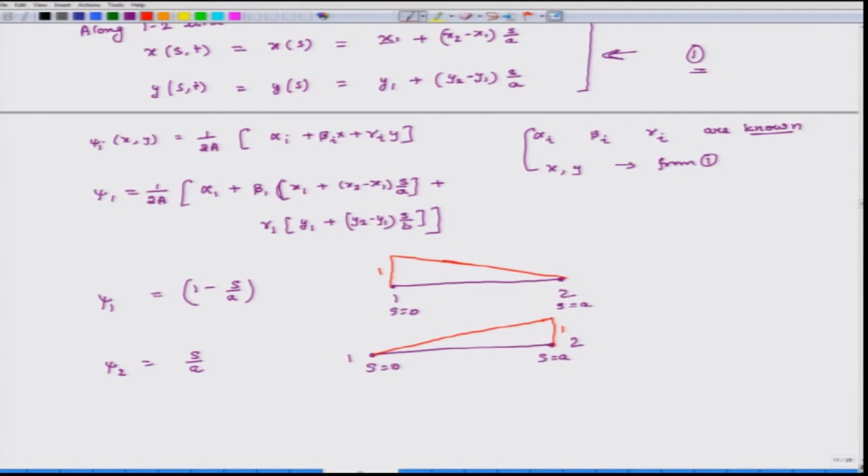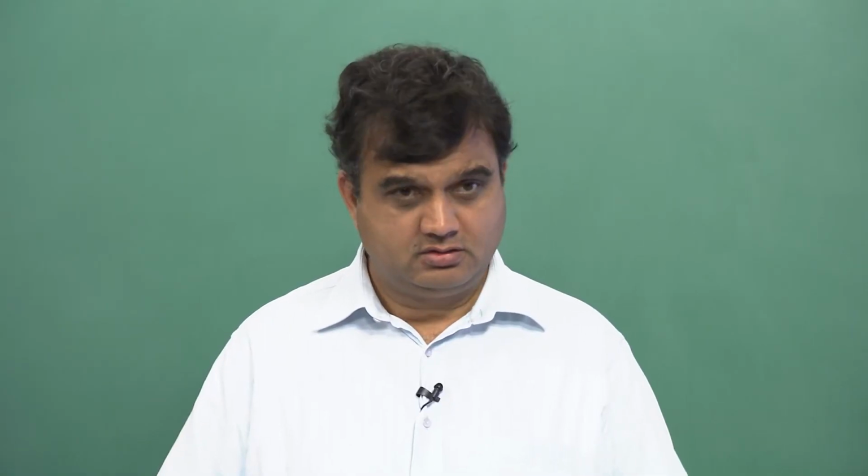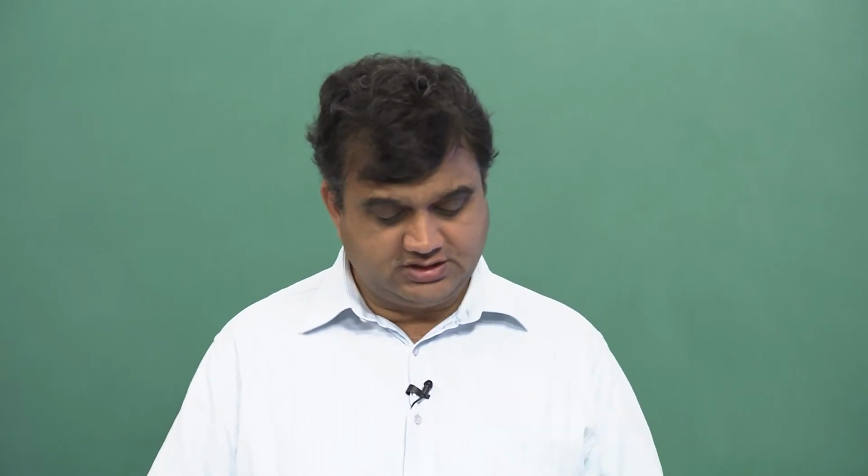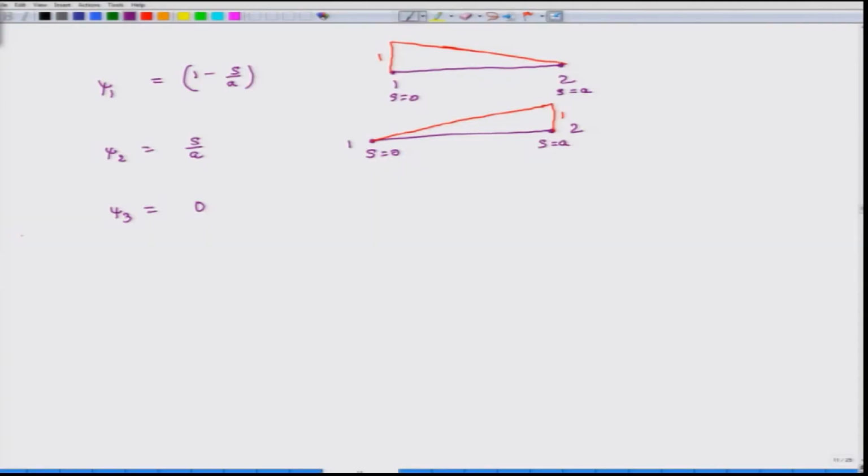What do you think psi 3 will be? Because I goes from 1 to 3 for a triangular element. So, what will be psi 3? Psi 3 will be 0, because on a one dimensional linear element you can have only 2 approximation functions. So, psi 3 will be 0. Okay. Now, so this is my triangle.